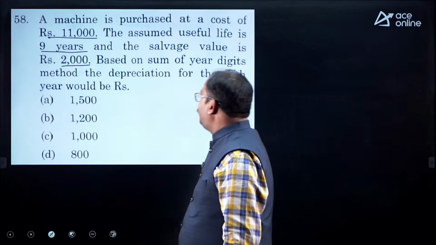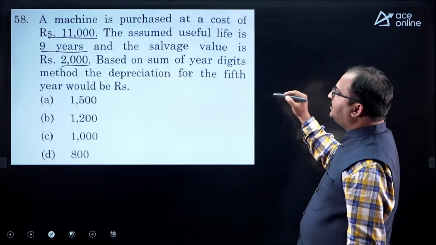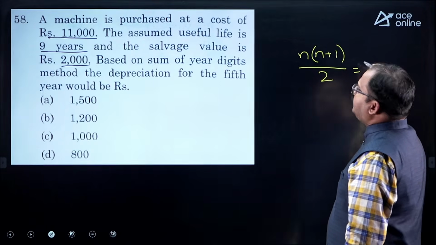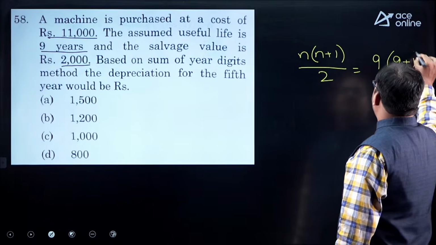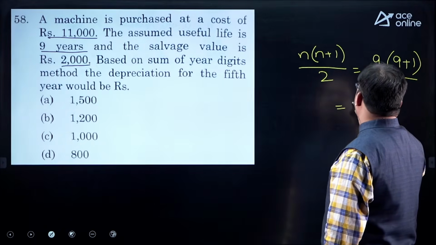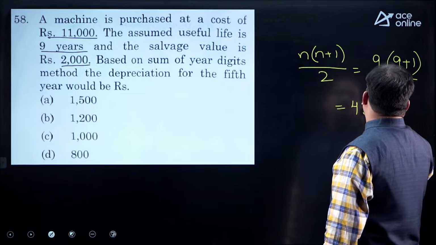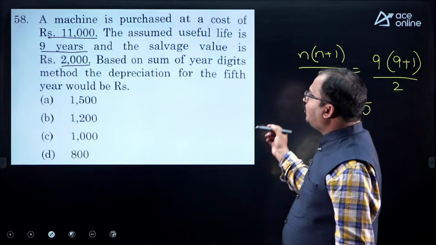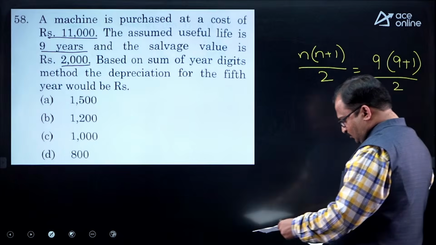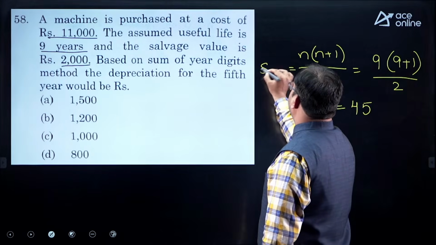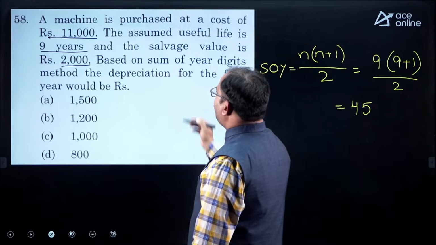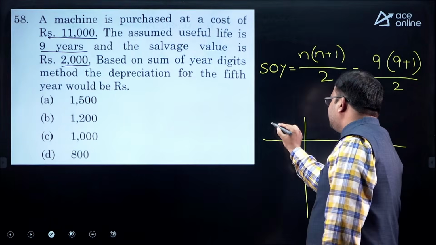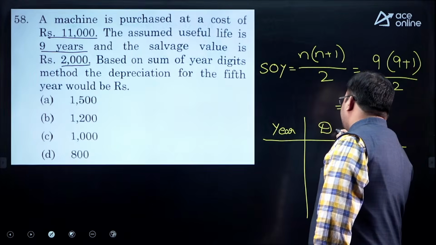First of all, we need to find the total number of years: n into n plus 1 by 2. So this will be 9 into 9 plus 1 by 2, which gives 45. This is the total sum of years, SOY. Now we need to calculate the depreciation year wise. So let us take a table like this: year and depreciation.